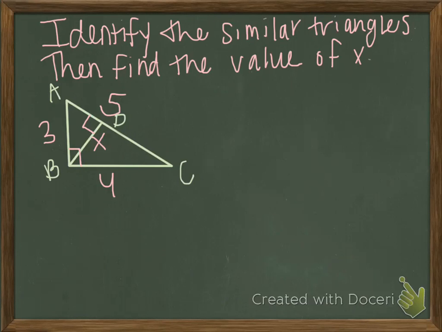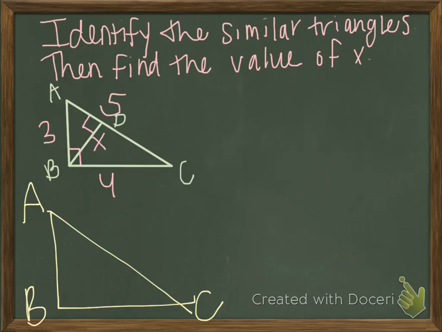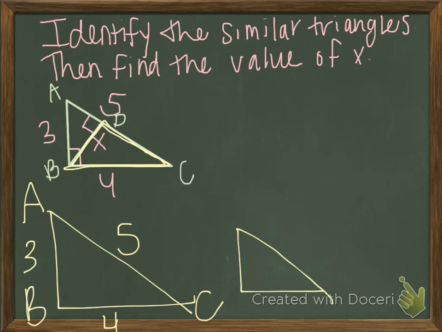So we're going to have to start by redrawing our triangles and relabeling everything, but now we want to include the side lengths. So we have 3, 4, and 5. Now we're going to look at our medium-sized triangle. And our right angle is at point D. And then we can see that it goes up to B and then over to C.